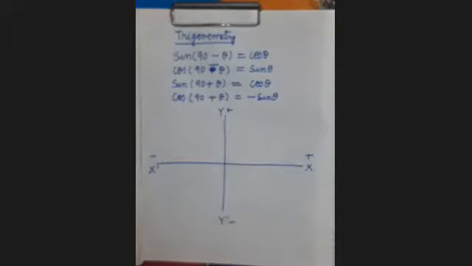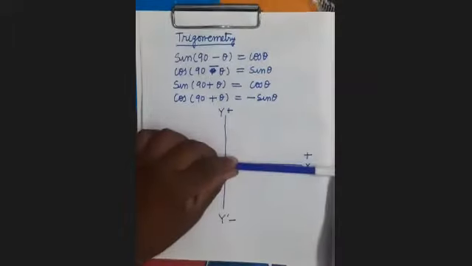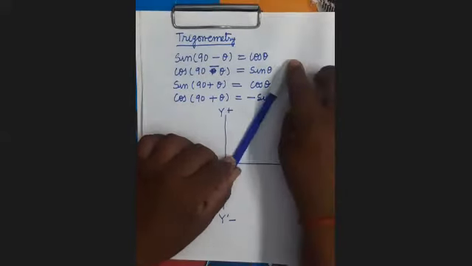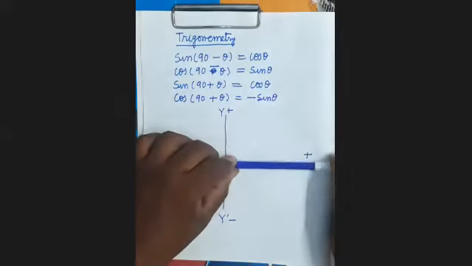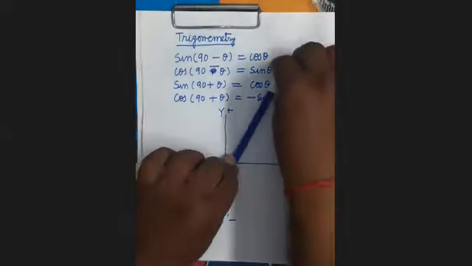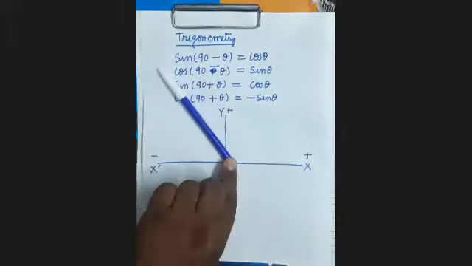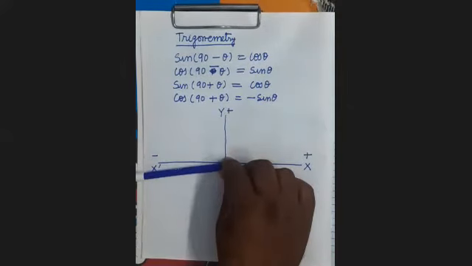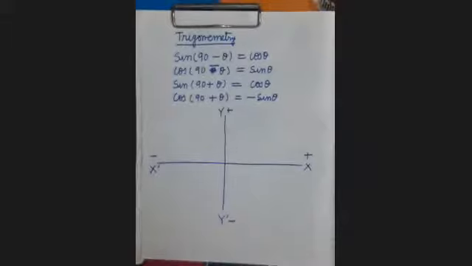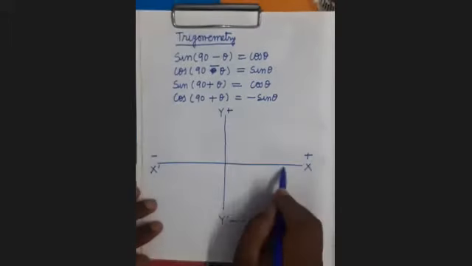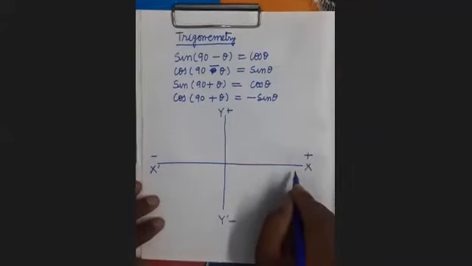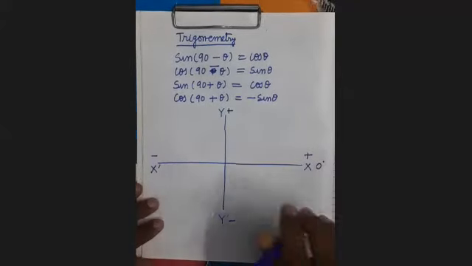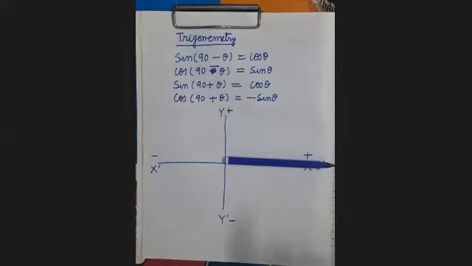You can see here, if you keep the pen this way, what will be the anti-clockwise direction? Anti-clockwise direction will be this. This pen is rotating in the anti-clockwise direction. So you will start measuring the angle from here. This is 0 degree. When the pen is kept like this, it makes 0 degree angle.